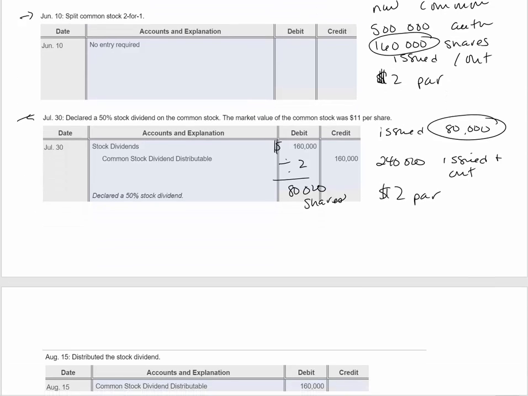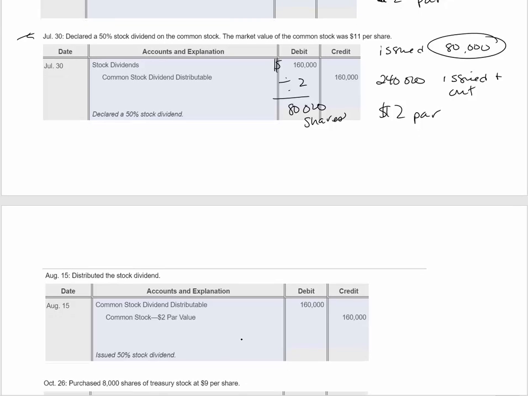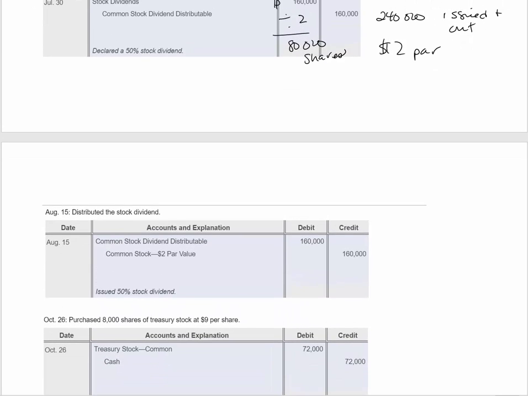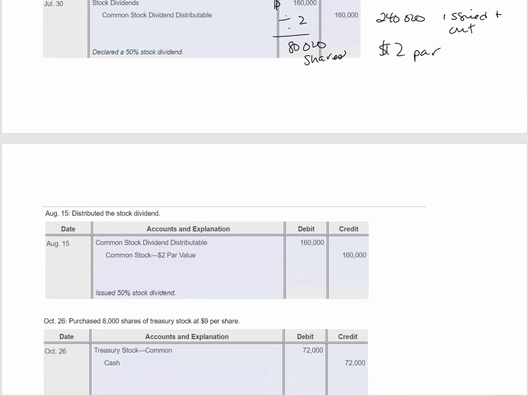So that's the effect of the stock split, and now we distributed it. So again, we already took care of that here. So we're at the 240 outstanding. Now we're purchasing some treasury stock. When we purchase treasury stock, it's still issued. You can't unissue it once it's been issued, but it's no longer outstanding. We bought it back.